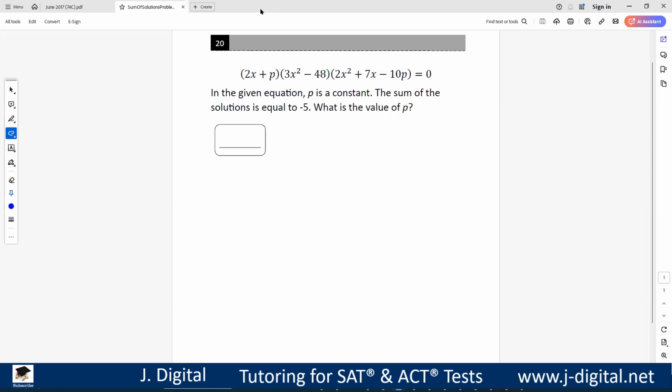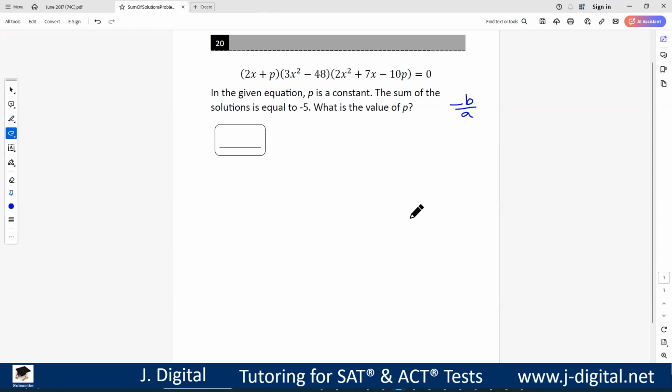All right, let's take a look at this problem. So we have this equation here, polynomial, and it says, in the given equation, p is a constant. The sum of the solutions is equal to -5. What is the value of p? Now, when you see a problem that says the sum of the solutions, you should think of negative b over a. Negative b over a is the sum of the solutions for a polynomial.